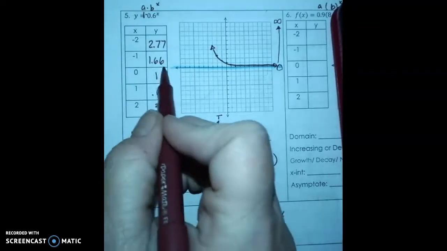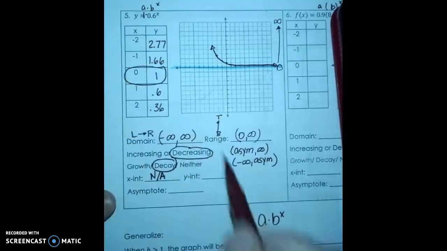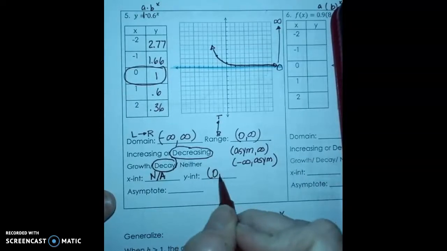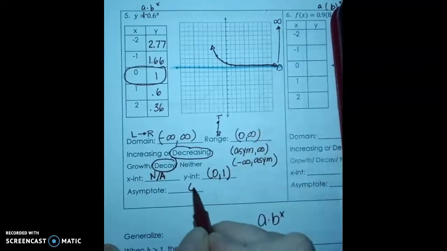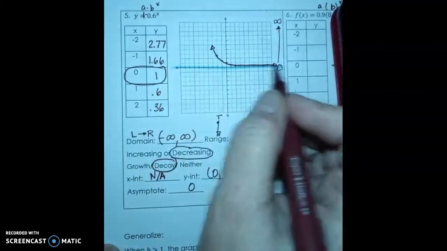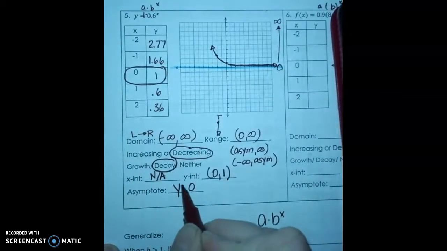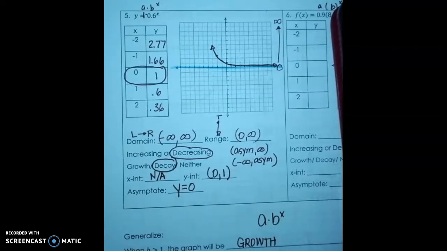The y-intercept is always where x is 0. There it is in our table of values, or we could read it off the graph. And then the asymptote, we said it was already 0, but it's actually the whole line here. So we want to write it as y equals 0. So we have the proper equation for that horizontal line.